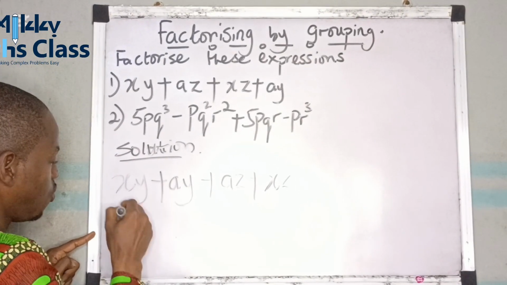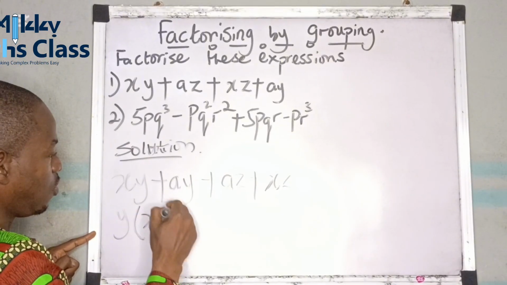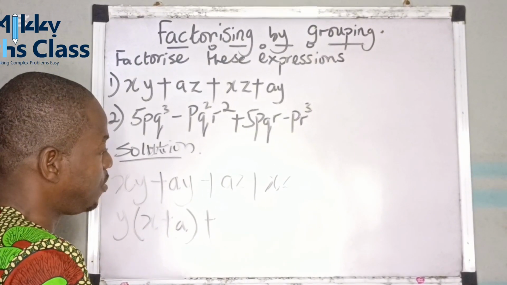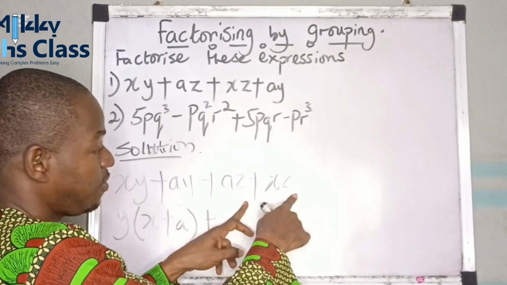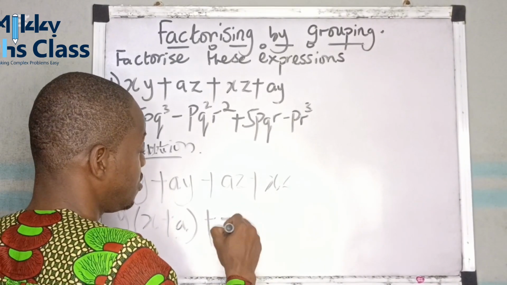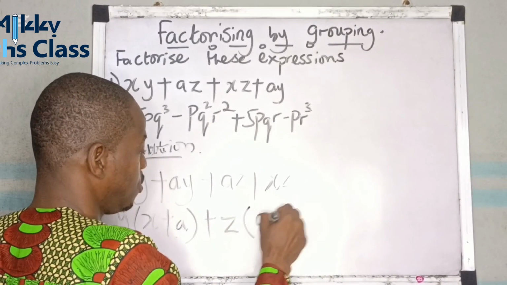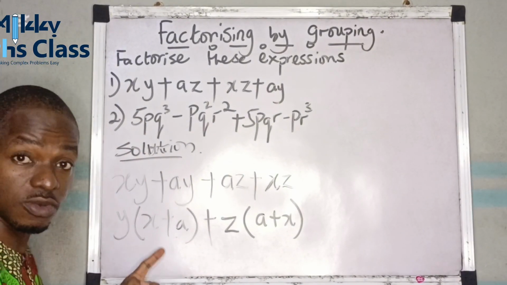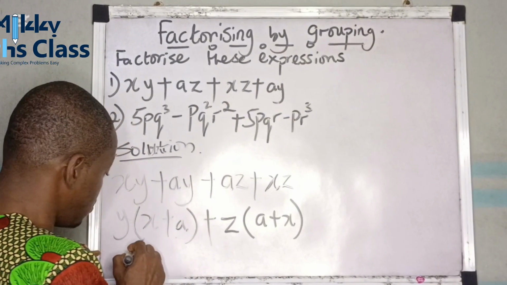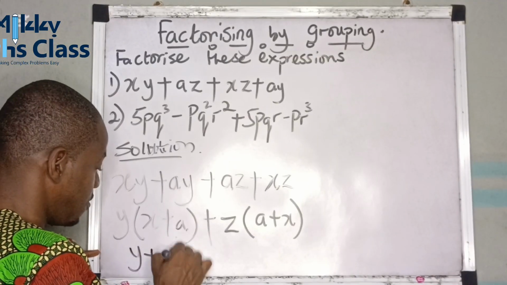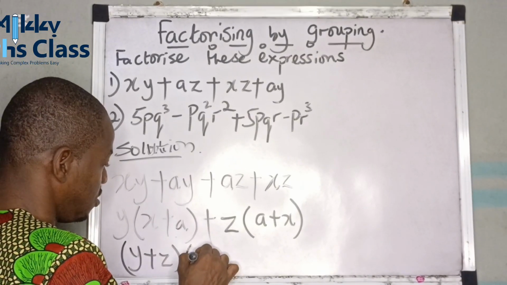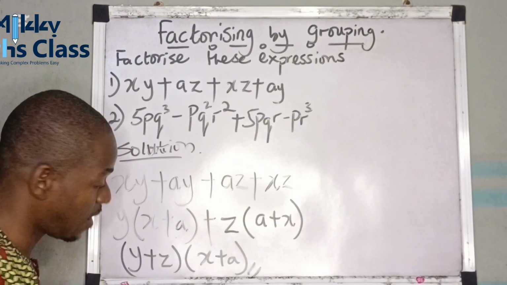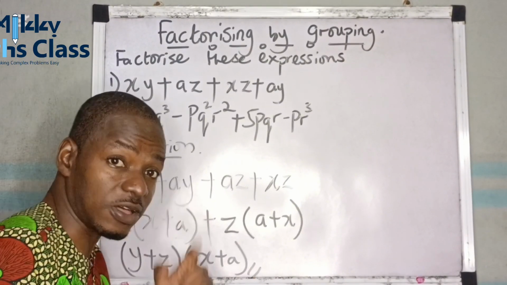y is common here. So y into bracket x plus a, plus what's common between these two? We have z. So bring it out, z into bracket a plus x. So I have a plus x, x plus a, which is the same thing. So we just say this is y plus z into bracket x plus a, or a plus x. And that's all. We have ended up factorizing it.